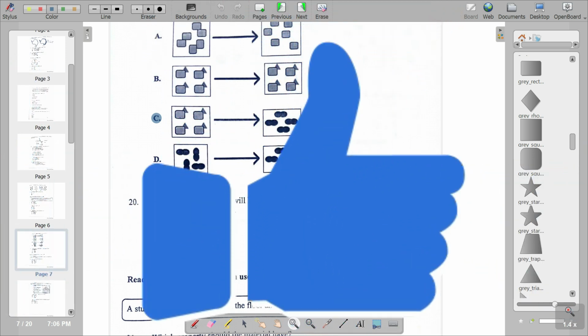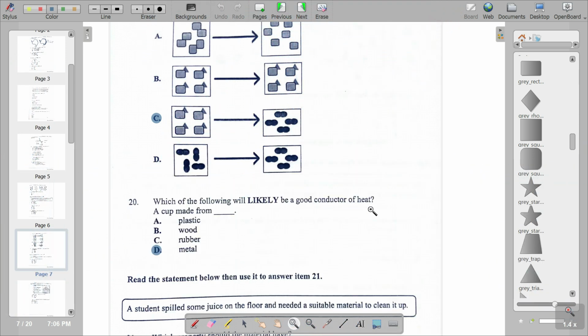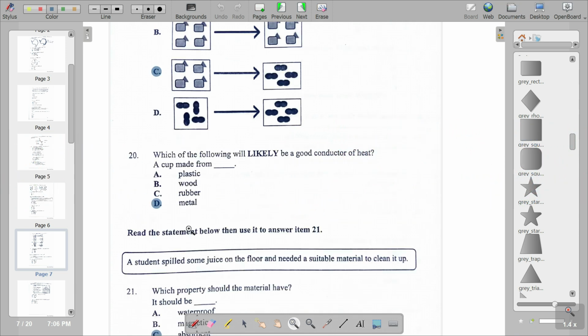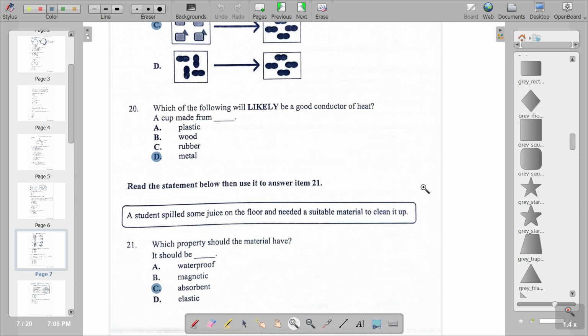20. Which of the following will likely, and likely is the operative word, be a good conductor of heat? A cup made from what? Plastic, wood, rubber, or metal? I say metal. That's a better conductor of heat, right? That's why we use metal pots, etc. Good conductors of heat.